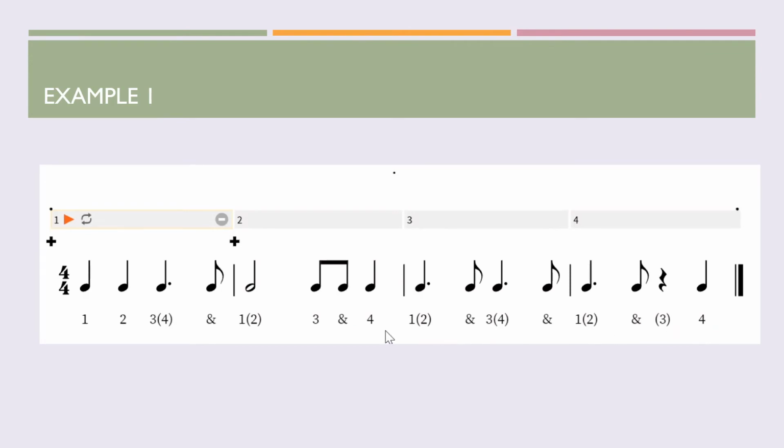Again, for those of you more familiar with not saying the beat when a note lasts more than one beat, let's try it again. 1, 2, 3, and 1, 3, and 4. 1, and 3, and 1, and 4.